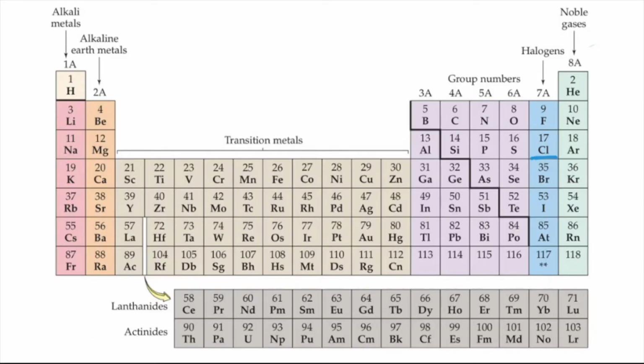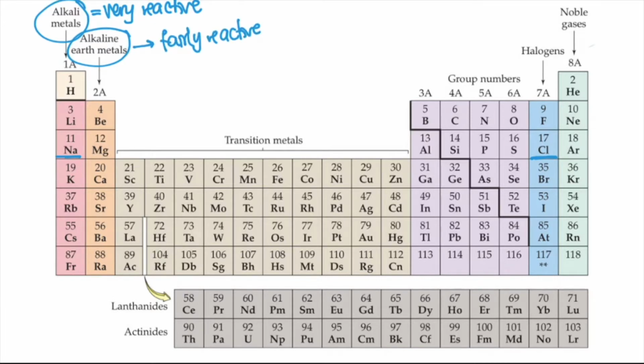Group 1A is called alkali metals and it is very reactive. If you take a piece of sodium and drop it in water, even a small piece, it's going to explode. Group 2A is called alkaline earth metals. It is a fairly reactive metal. When you drop a small piece of calcium in water, it's going to react vigorously, but it's not going to explode like sodium.